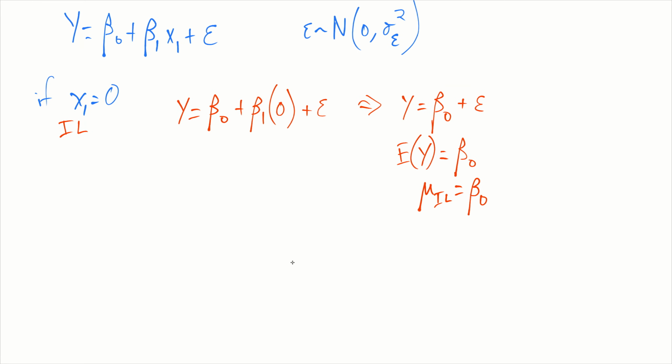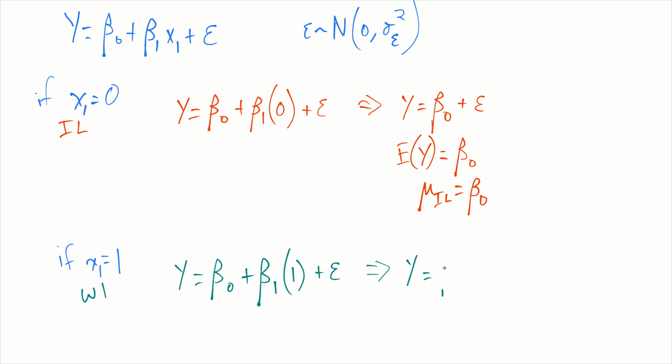Now, if x1 equals 1, this corresponds to Wisconsin. Okay, so let's look at what the model would look like in Wisconsin for all plots from Wisconsin. Here, for whenever we have a plot from Wisconsin, x1 is 1, so we'll put a 1 in here. And the model looks like this. What does this simplify to? Y equals beta naught plus beta 1, because beta 1 times 1 is always beta 1, plus epsilon.